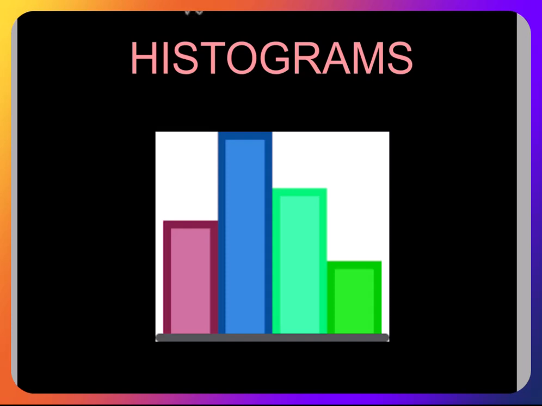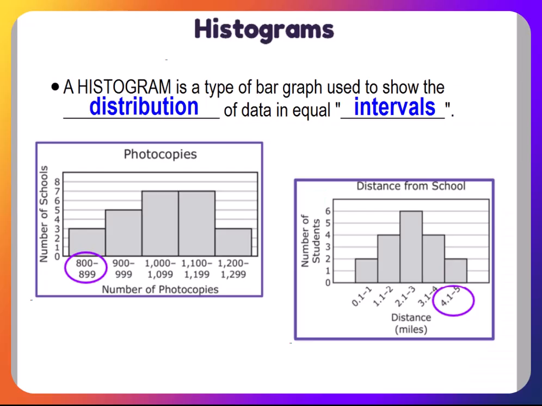If you take a look at the picture, you might think, well, this looks like a bar graph. And you're right, it does look like a bar graph, but there are some differences between a histogram and a bar graph. So let's go ahead and get started. Please make sure you're taking good notes as you watch the video.